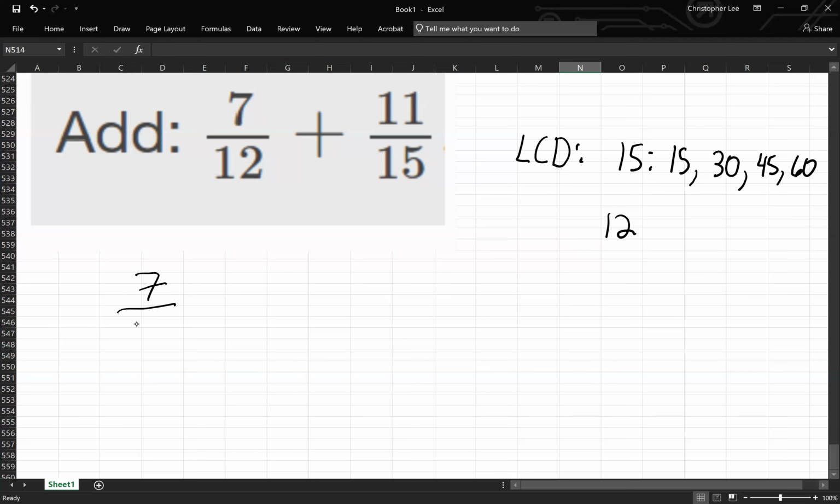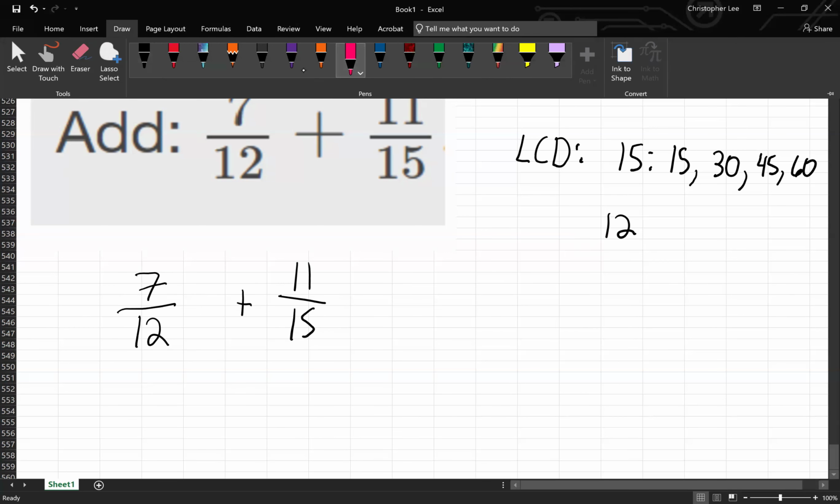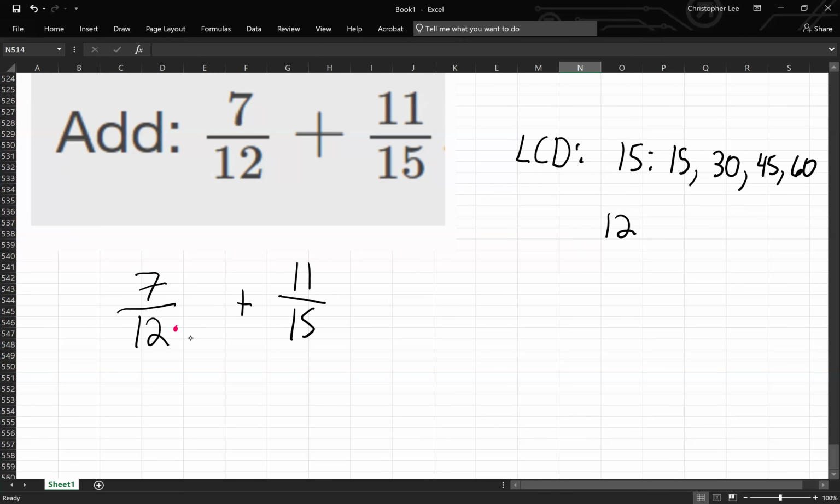So here we go. 11 over 15, right? Let me switch up my colors real quick. All right, so 12 times what number is 60? 5, right? Remember, I got to be fair. What I do to the bottom, I got to do to the top. 15 times what number is 60? 4, right? But I got to be fair. What I do to the bottom, I got to do to the top.